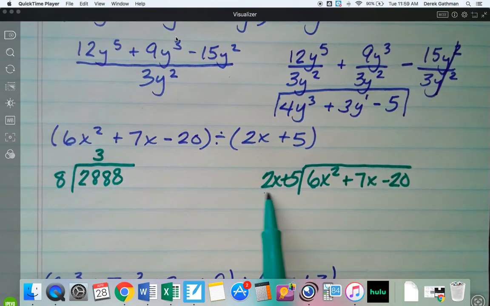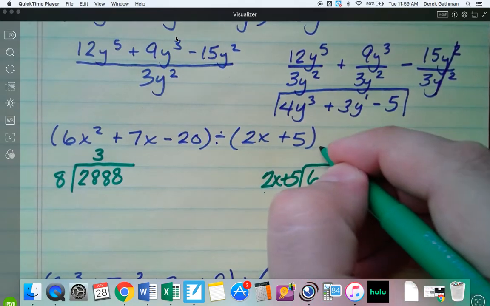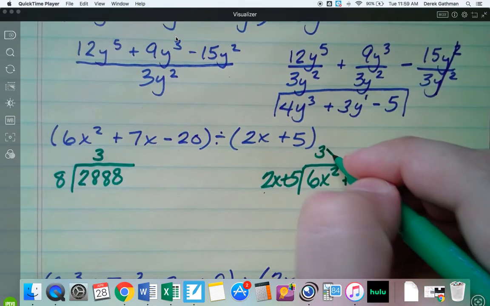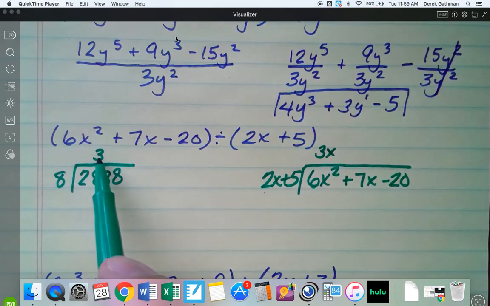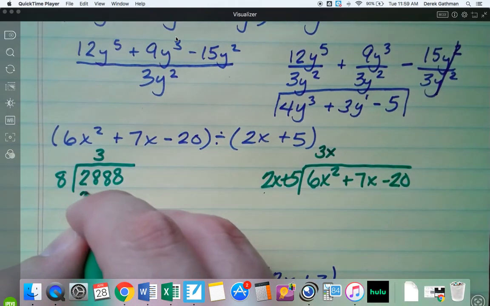I'm going to look at my first term of my divisor, 2x. How many times does 2x go into 6x squared? Well, for sure it's a 3. X times x is going to give me x squared. So I'm going to put a 3x there. Okay. Next, I multiply the number I put up top times my divisor and then put it underneath. So 3 times 8 was 24.